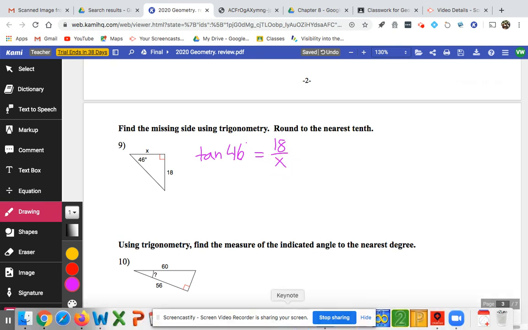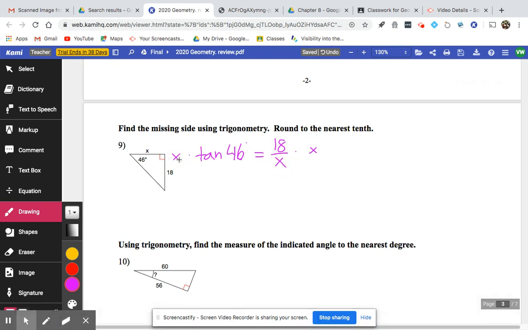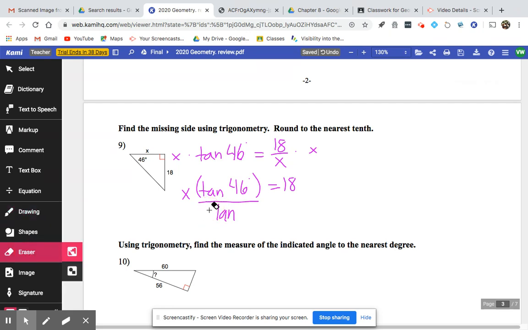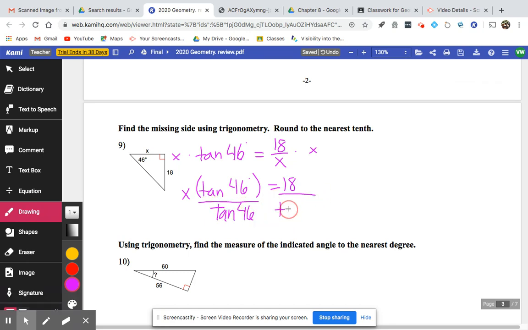Where do we go from here? I want to multiply each side by x. So we have x times the tangent of 46 degrees is equal to 18. Now I divide each side by the tangent of 46. Excuse me, that's not supposed to be a 4, that's supposed to be a t. Tangent of 46. There we go. Those cancel on the left. So x is equal to 18 divided by the tangent of 46.